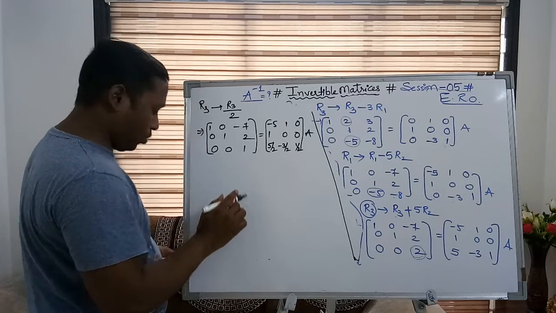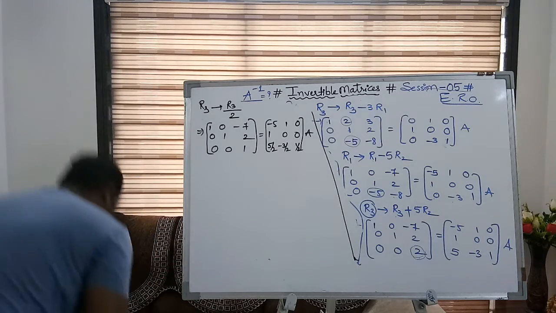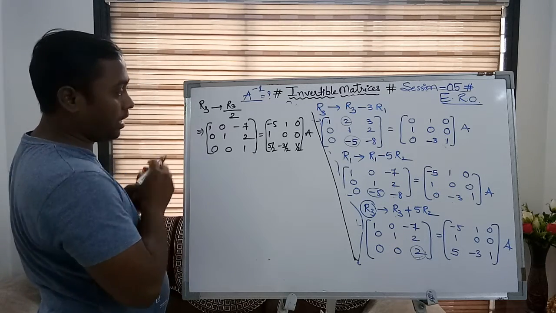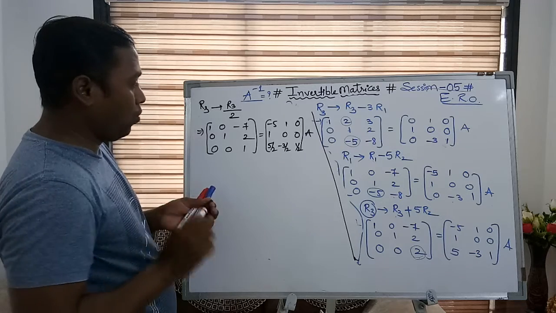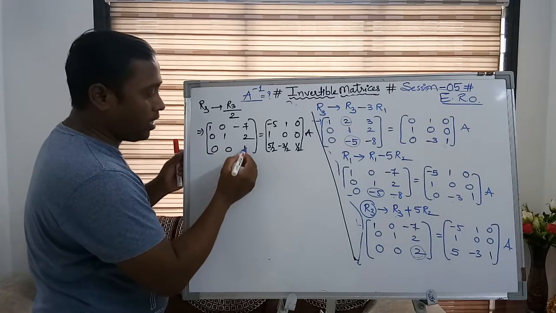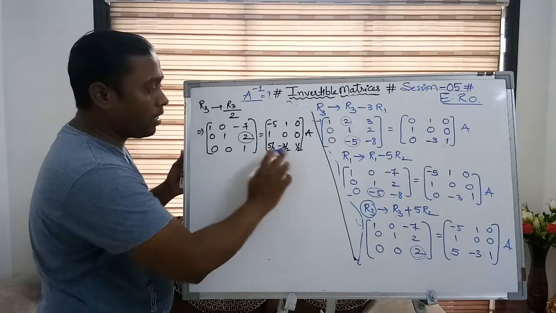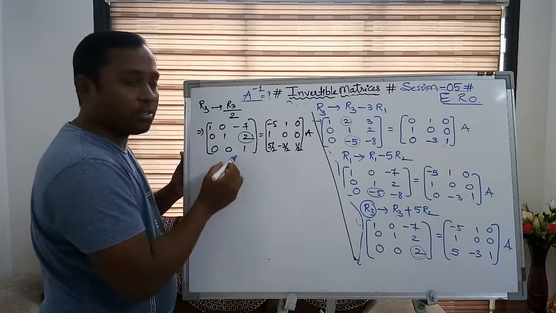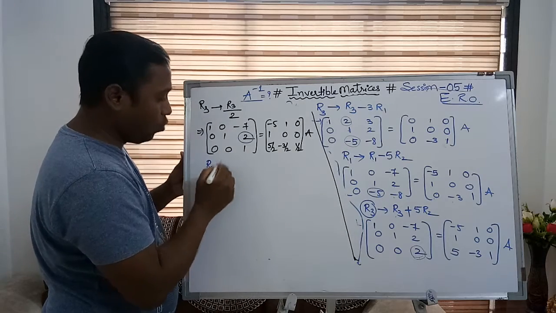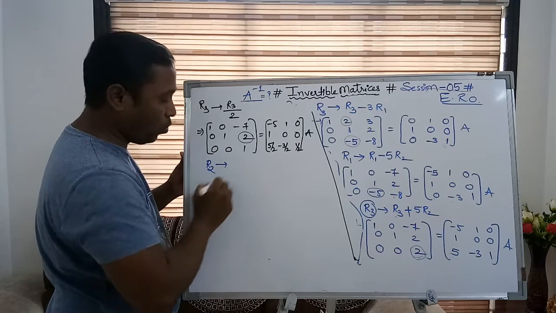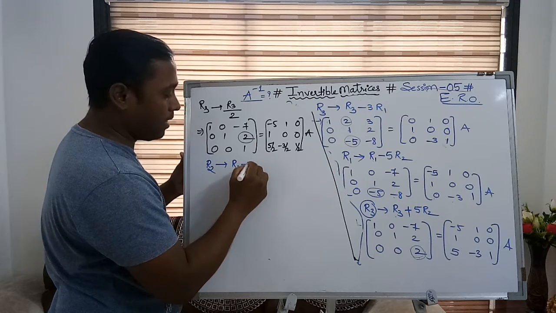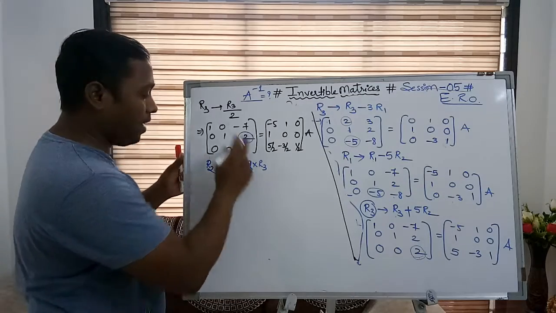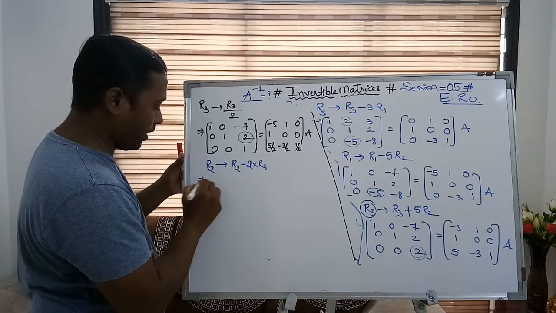Now the next 2 steps, that is the last steps, see how it will work, right? Again I got 1 here, I require 0 here. So how can I get 0 here? Simply, I multiply this by 2 and subtract from this. So R2 requires 0, so R2 is going to change how? R2 minus 2 times R3.